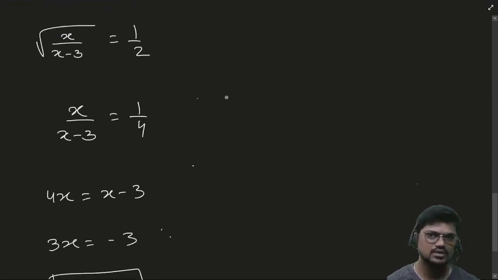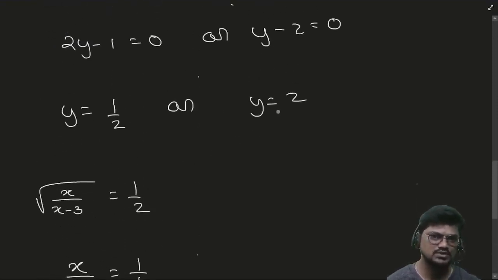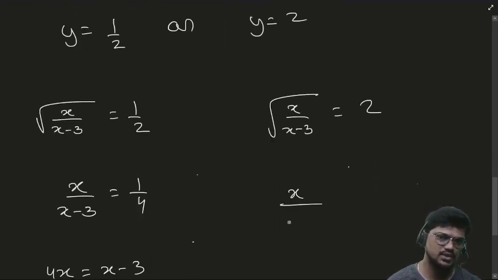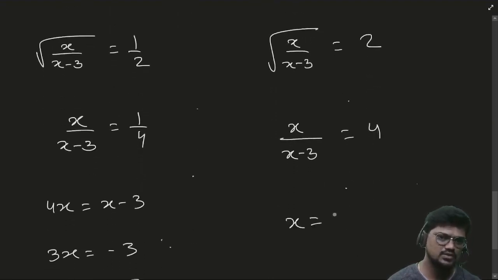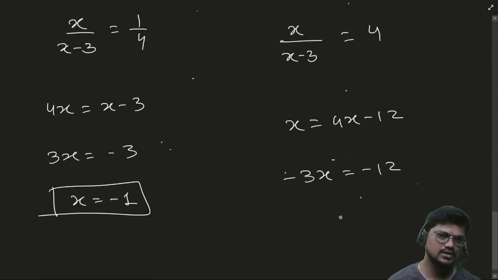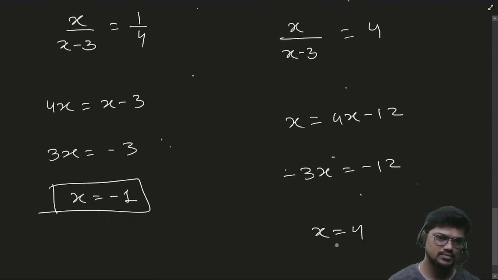This is one answer. After that, you can put y equals 2 also. So root of x upon x minus 3 equals 2. If you square on both the sides, x upon x minus 3 equals 4. If you cross multiply, x equals 4x minus 12. This 4x comes on this side. x minus 4x will be minus 3x equal to minus 12. And then x is equal to 4. Clear?